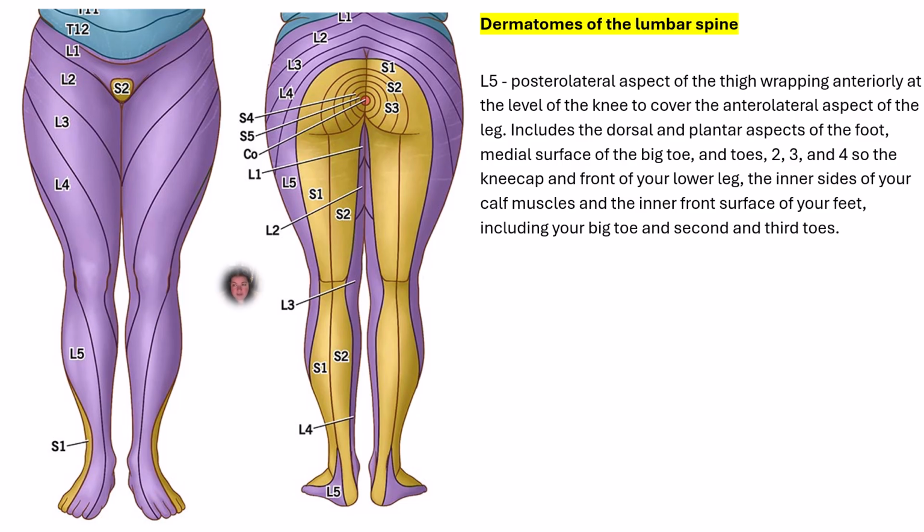Posterolateral aspect of the thigh, wrapping anteriorly. So it goes around to the front and it goes down. It includes the dorsal and plantar aspects of the foot. So it is encapsulating the foot, top and bottom here, the medial surface of the big toe, as well as toes 2, 3, and 4. So the kneecap, the front of your whole lower leg, the inner sides of your calf muscles, and the inner front surface of your feet, including your big toe and second, third, and fourth toes.